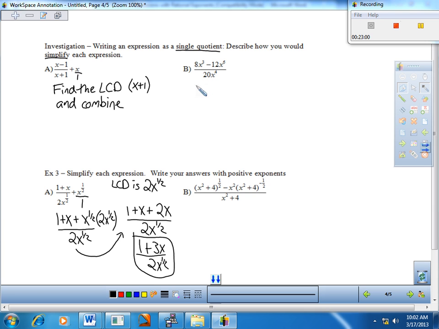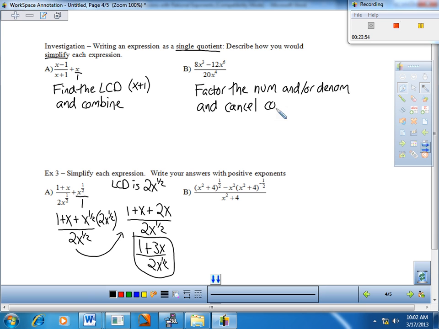So that's what I'm going to do: factor either the numerator and or the denominator. In this case, it is just the numerator. And cancel common factors. We've done this before many, many times. So let me just make sure I have this right for you. Factor the numerator and or the denominator and cancel common factors. Or just work with it in whatever way you can. But that's the idea, is we've got to break it down into factors first and then see what presents itself.